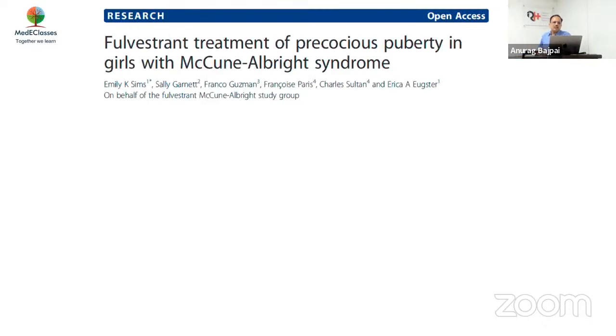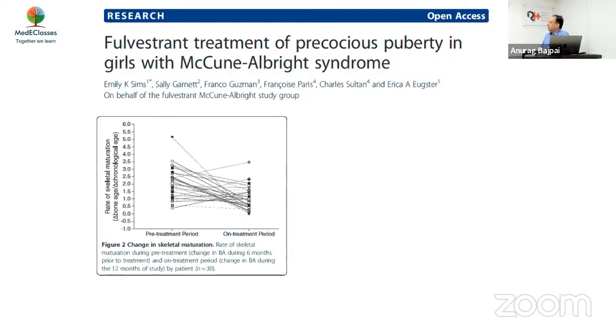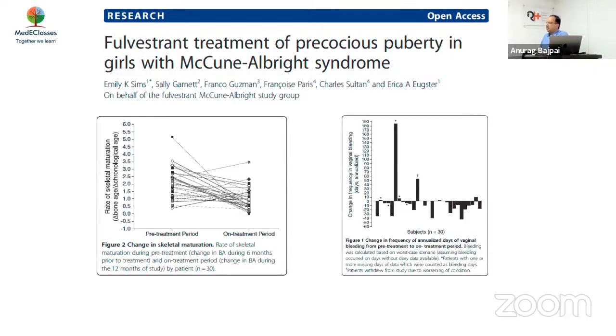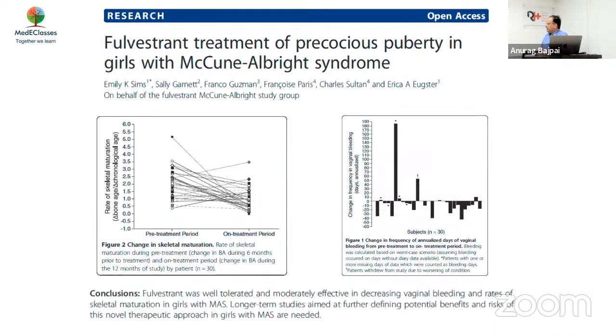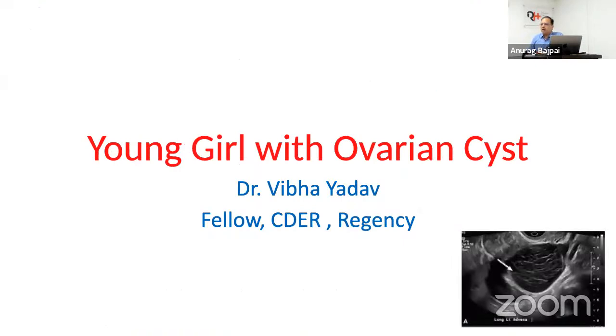Now, fulvestrant, and this is again a study from Dr. Sultan's group and Erica Eugster's group. What they have shown clearly is that this is a good drug. The frequency of vaginal bleeding becomes much less. There is improvement in terms of bone age and other parameters as well. So this is a selective estrogen receptor 1, ESR1, antagonist, so an estrogen receptor alpha antagonist, is effective therapy in that regard. So we now have discussed two interesting young girls, with very early onset of ovarian cysts.